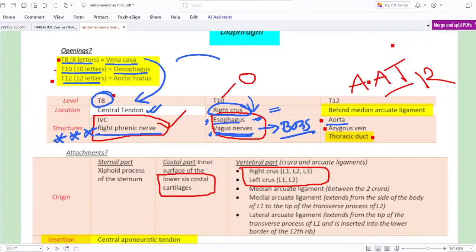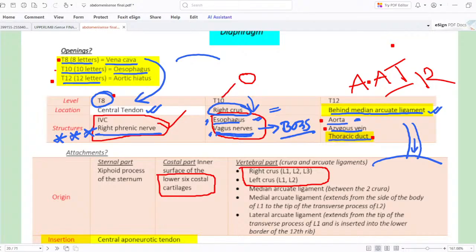Now, thoracic 12 level. This is for the aorta. T12 is the aortic opening, behind the median arcuate ligament. Median arcuate ligament, remember? Contents are aorta. Which aorta? Descending thoracic aorta, azygous vein, and thoracic duct.